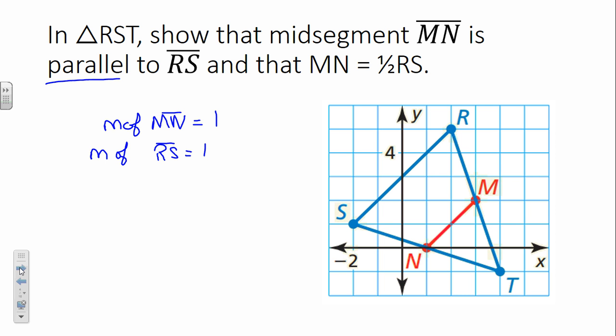How do we show that the distance between M and N is half of the distance between R and S? You guys remember the distance formula? You can use the distance formula, or you can use the Pythagorean theorem. I'm rising 1, 2, 3, 4, ran 4, so 4 squared plus 4 squared, 2 squared plus 2 squared.